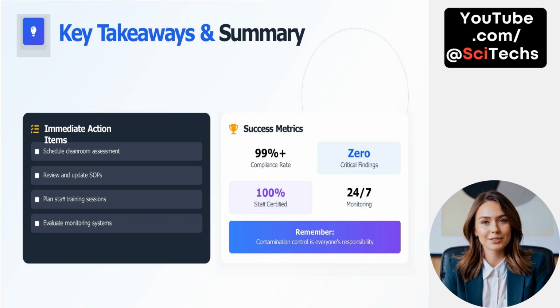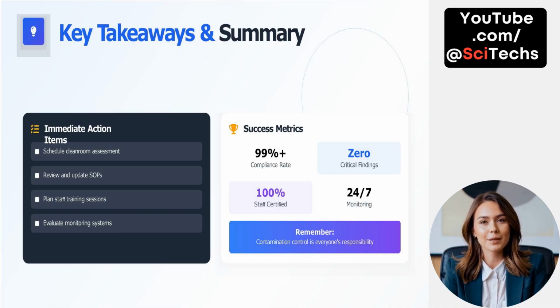To drive cleanroom excellence, immediate action steps must be prioritized. First, schedule a cleanroom assessment to evaluate current conditions and identify any gaps. Next, review and update standard operating procedures, SOPs, to ensure they align with the latest protocols and compliance requirements. Plan staff training sessions to reinforce proper behaviors and promote awareness. Lastly, evaluate existing monitoring systems to confirm they are capturing accurate, real-time data for contamination control.